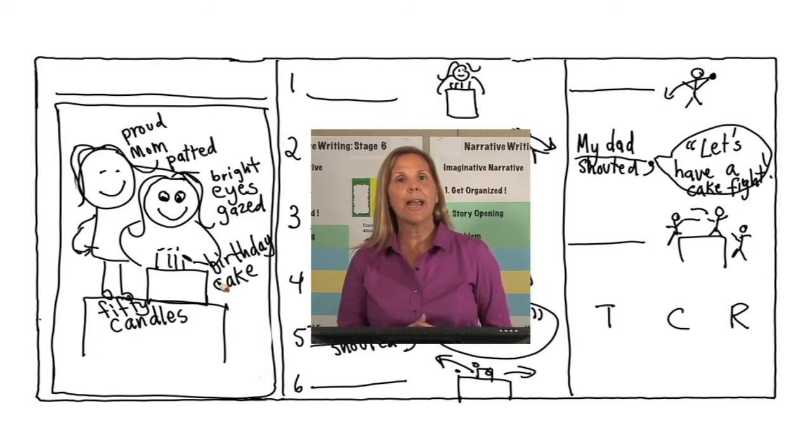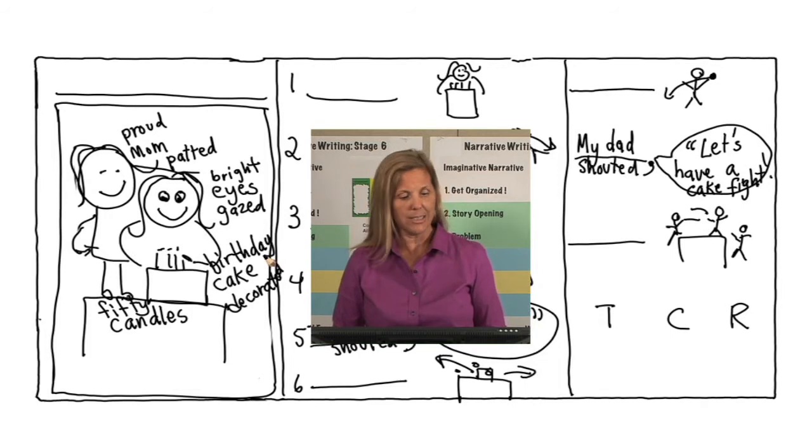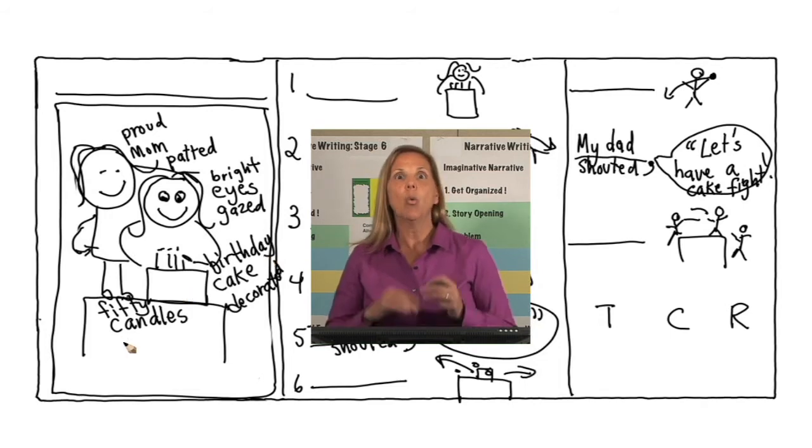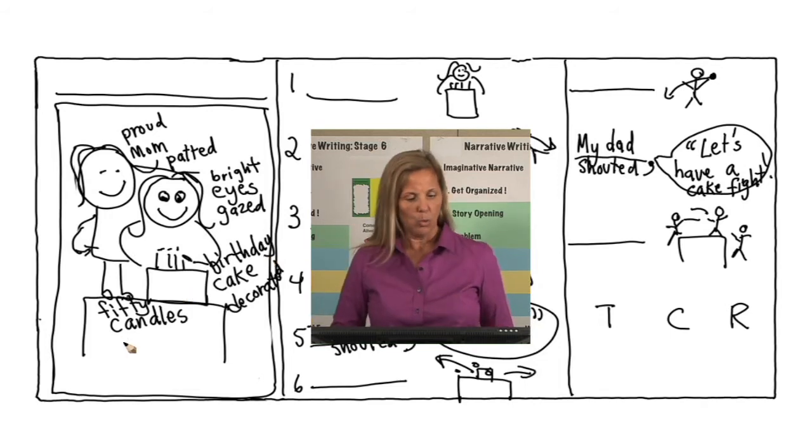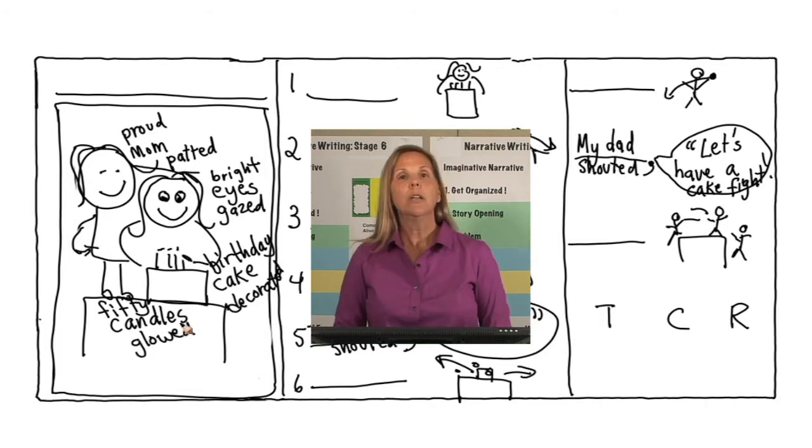What action could I have for the birthday cake? Sometimes you can't come up with action words, or I could say the birthday cake was decorated with. So let's put the word decorated there. We don't know if we're going to use that or not. We're just going to put those ideas. The 50 candles. What did the 50 candles do? Ooh, let's write glowed. We have our adjective, nouns, and verbs for our Come Alive box.